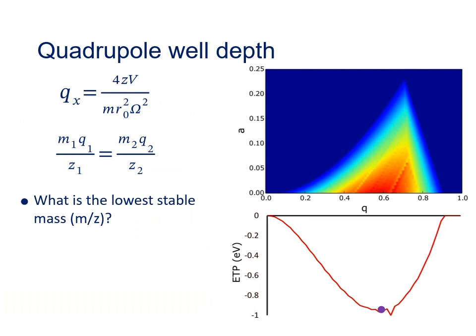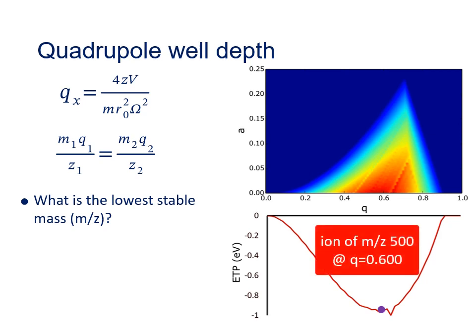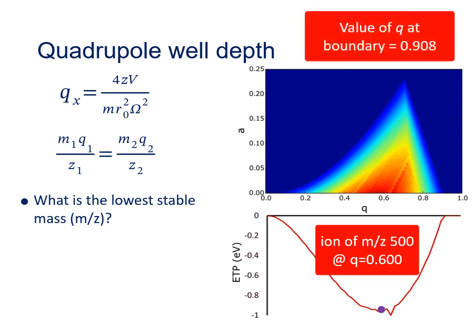So now let's look at an example of using that equation for real. Let's imagine we have a linear ion trap and we've set its tune mass to 500, which means the ion of mass to charge 500 will be sitting at a Q of about 0.6. Under those conditions, what's the lowest mass to charge ratio that we can trap in that ion trap at that time? You need to know that the value of Q at the boundary is 0.908.